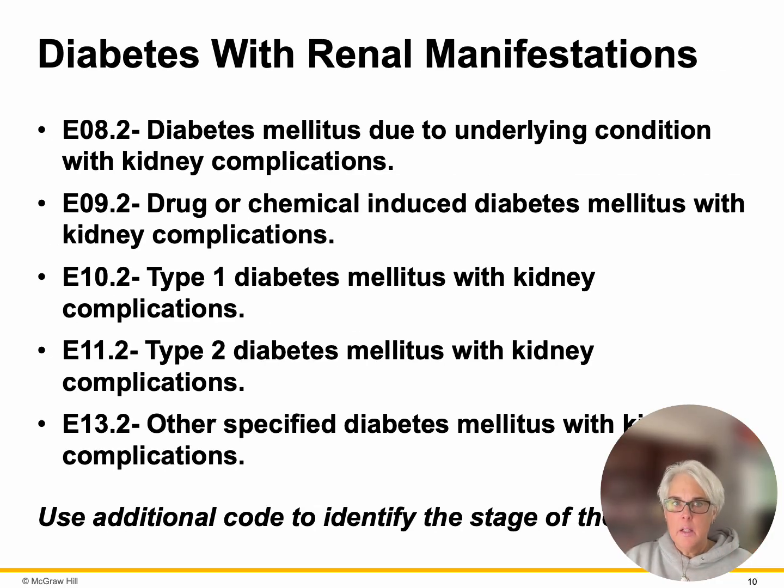Now I'm layering in diabetes, and we see a lot of patients that have hypertensive CKD and diabetes with renal manifestations. There are a lot of really sick patients out there. And when we add in the diabetes, that's another layer of complexity. When a patient has diabetes and kidney involvement, we want to use the diabetes codes with a fourth character of 2 to show renal manifestations. The first 3 characters tell us the type or the cause of the diabetes, and then the point 2 tells us the kidneys are affected.